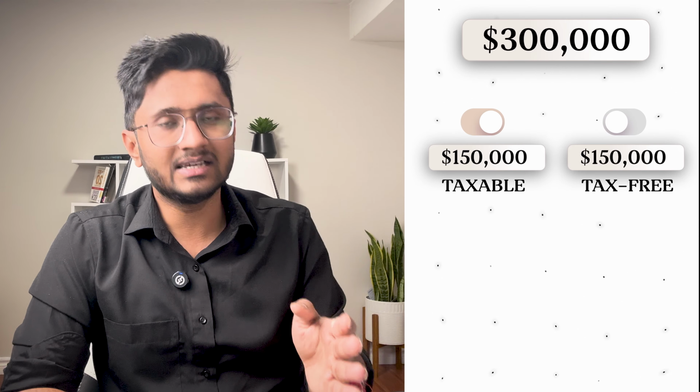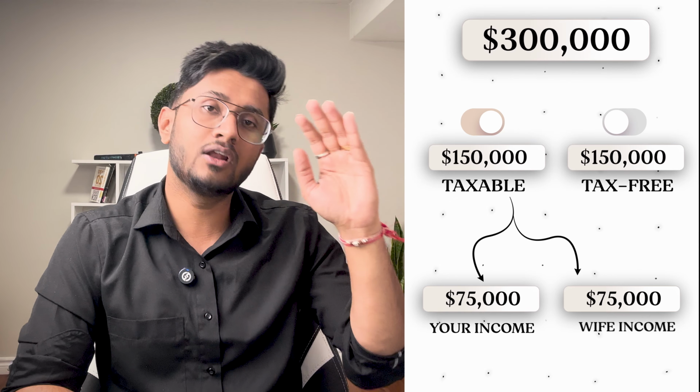So out of the $300,000, $150,000 is completely tax free, take it home. Another $150,000 is taxable, that will be added into your income. And if you and your spouse own it 50-50, it becomes $75,000 your income, $75,000 wife income.